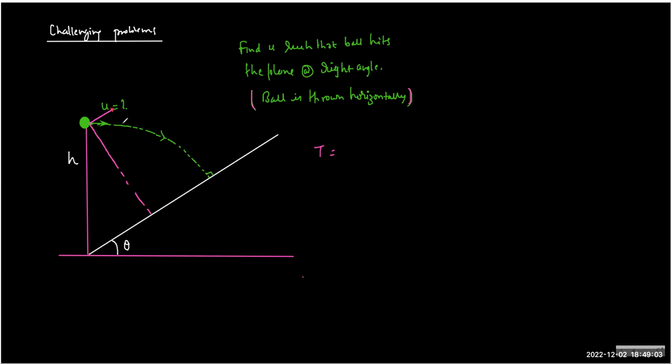So if this is u, and this is theta given to us, can you find this angle? This angle is how much? This is also theta, right? Can you see this is also theta? Yes, sir. And therefore this angle is also theta. So if u is horizontal, this is u cos theta. Because this is given as u, this will become u cos theta.